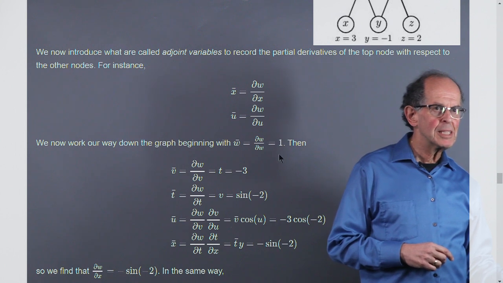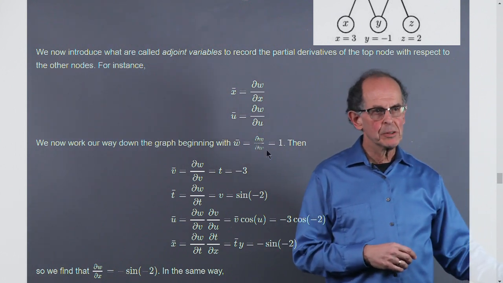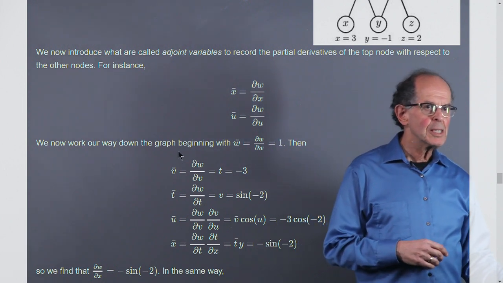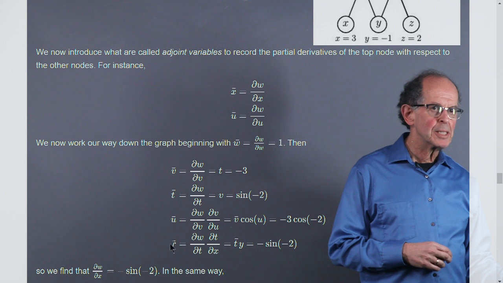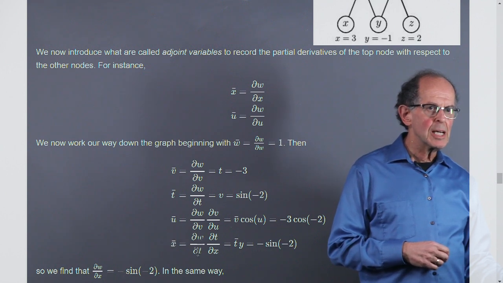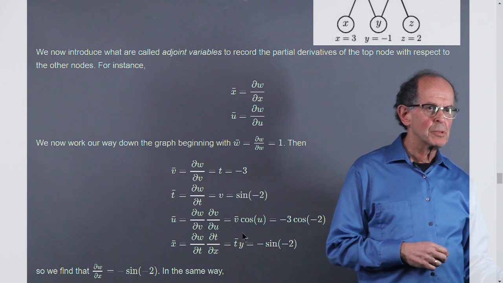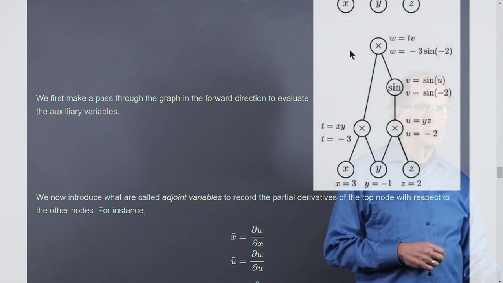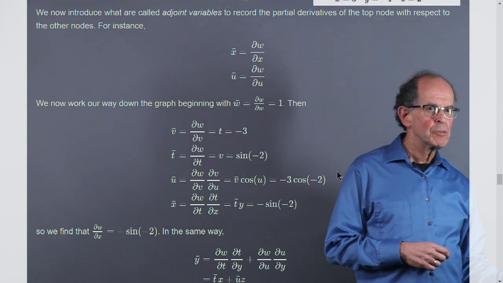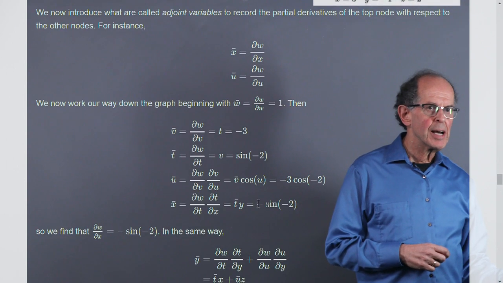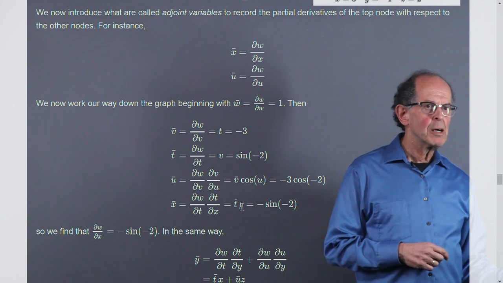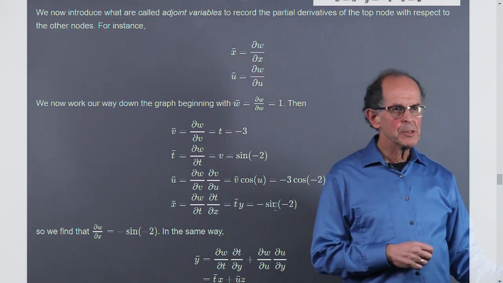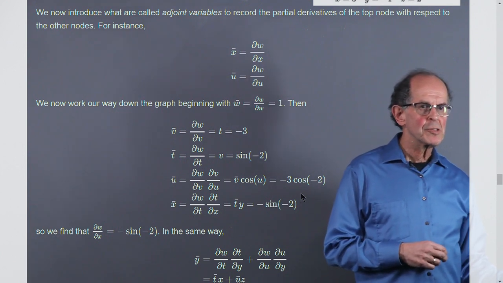By the way, one of the easiest derivatives is dw with respect to itself. That's equal to 1. You can see from the diagram, for example, that dw dx is dw dt times dt dx. It's just on this branch here. So we go from w to t, dw dt, then dt dx. And when we do that and substitute in the values, we get t bar. The bars are the so-called adjoint variables, and you can show that it's equal to minus sine of minus 2.